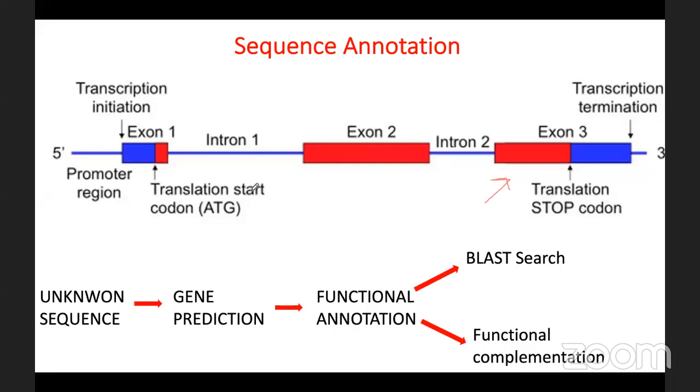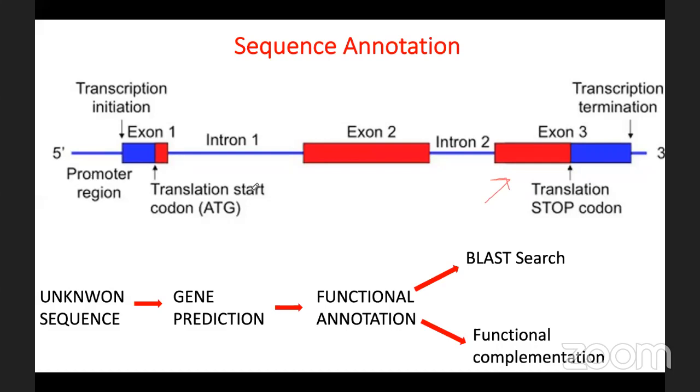Annotation means basically you are providing a function to a piece of DNA. One way is, suppose I isolate a fragment of DNA from myself, and for me it is an unknown sequence, and I'll go for a BLAST search.